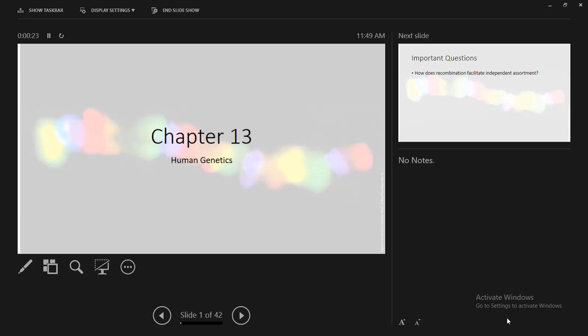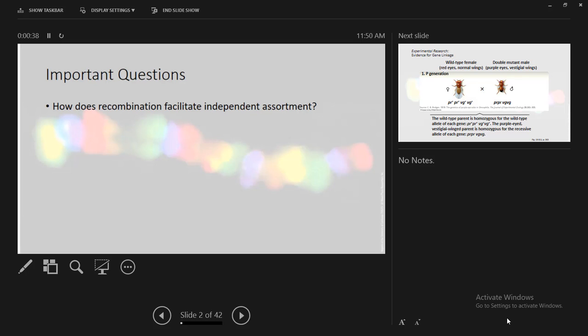What are some things that go a little bit beyond Mendel, to where it's not just two alleles, one dominant to the other? What are some things that really complicate our study of genetics? The first question we're going to ask to explore this idea is, how does recombination facilitate independent assortment?